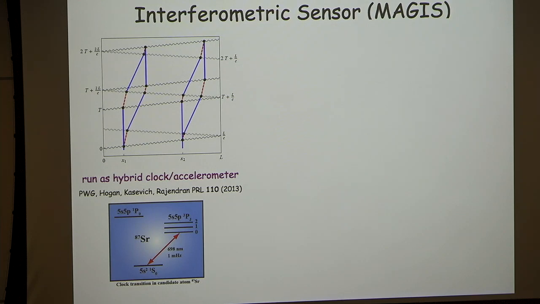So is that clear? Is that point clear? Because that actually is an important part of the story. Are there any questions on that?